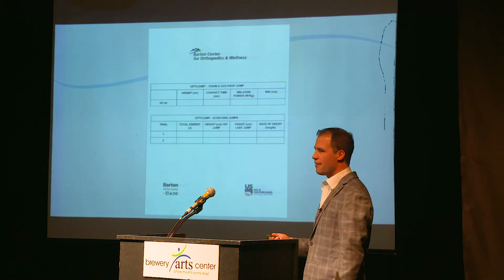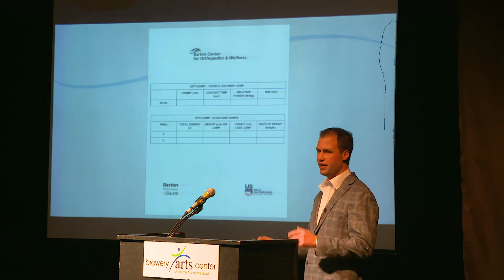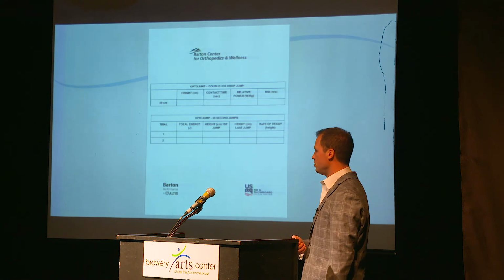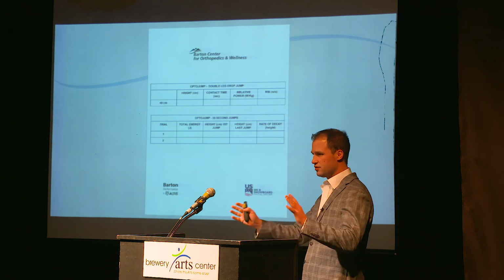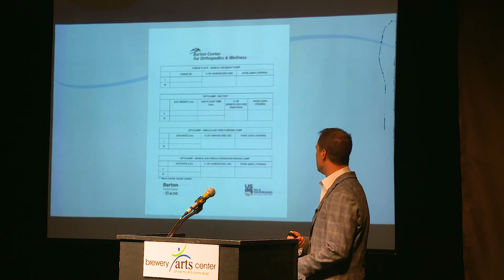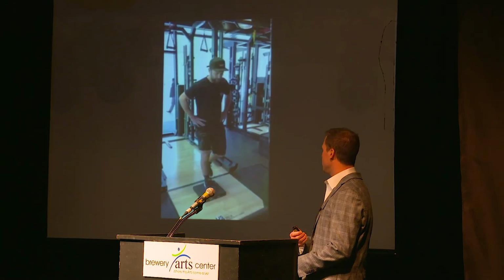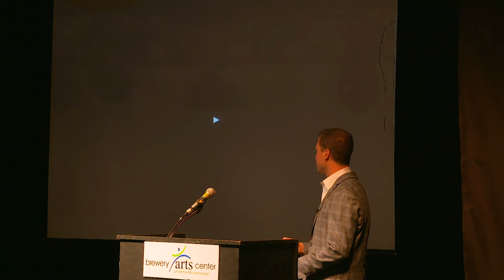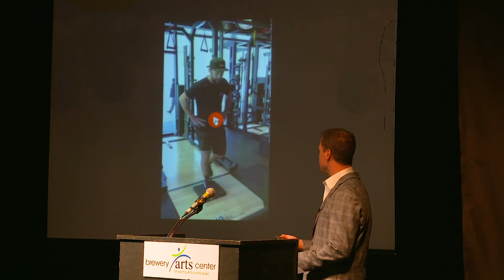The opto jump, opto is just a very fancy video surveillance system that we use, and it uses lasers and can kind of see what you're doing. So this is a little bit more video analysis that we use. And I think we've got a video. That's a single leg jump right there. You can play that one.